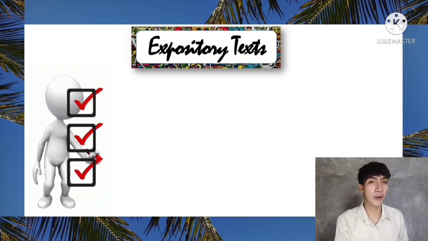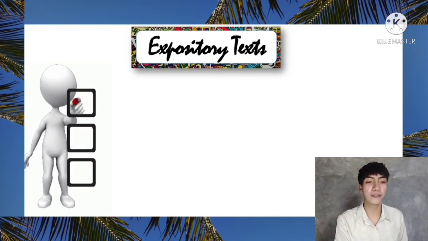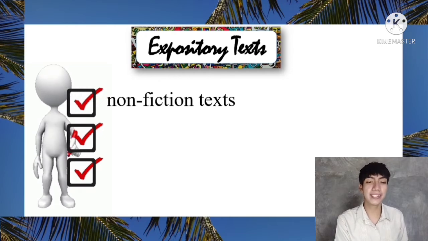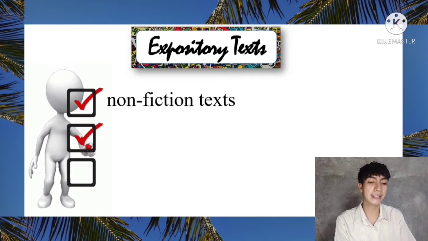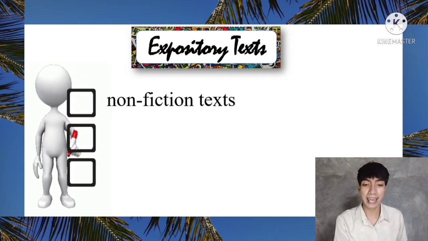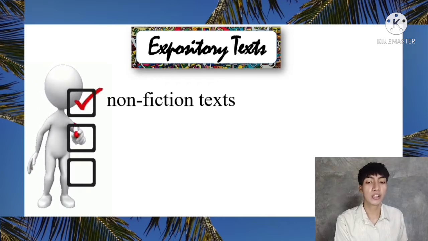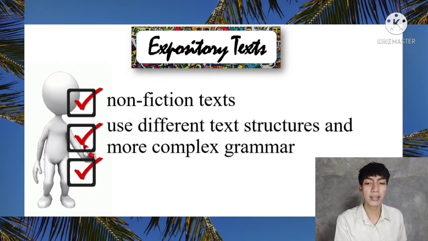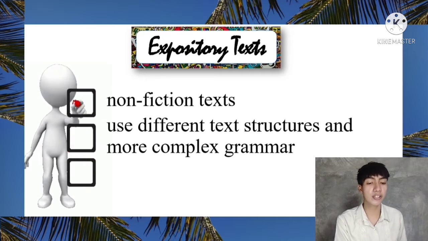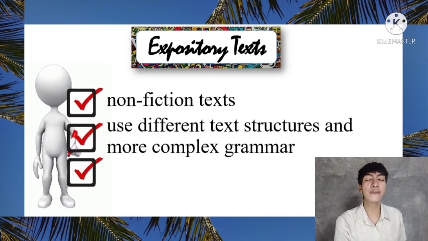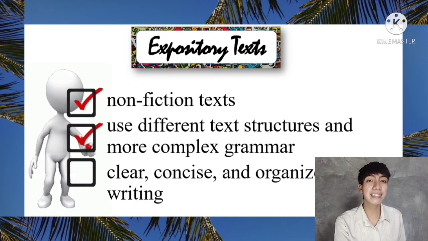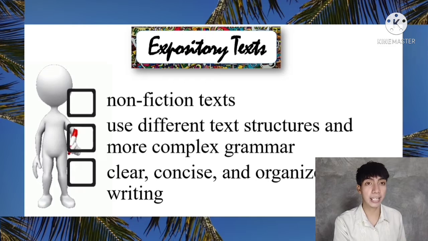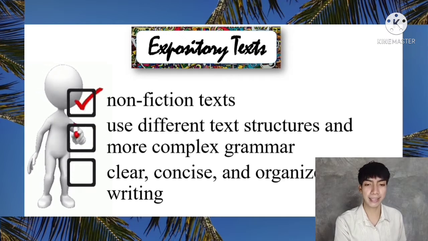Let's further discuss our focus text for today by looking at its salient features. Non-fiction texts, meaning to say, these texts give facts and information about a certain topic. The text is fact-based with the purpose of exposing the truth through a reliable source. True and deliberate expository text will focus on educating its readers. Second one, expository texts use different text structures and more complex grammar to get information across the other texts. And lastly, expository or exposition are clear, concise, and organized writing. Expository text gets to the point quickly and efficiently.